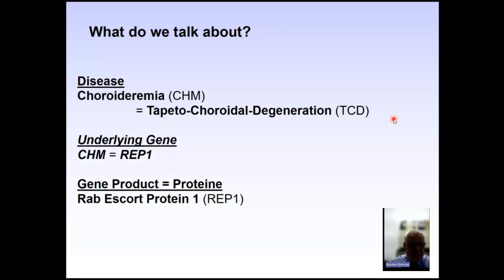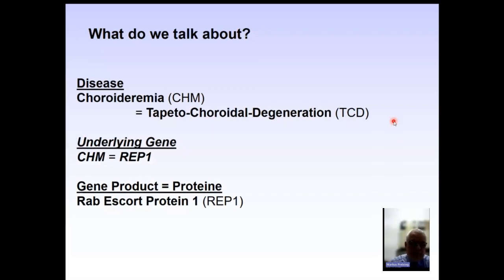The underlying gene is the CHM gene. In older references, it may be referred to as the RAP1 gene, and the RAP1 at least refers to the RAP escort protein as the gene product of the CHM gene.